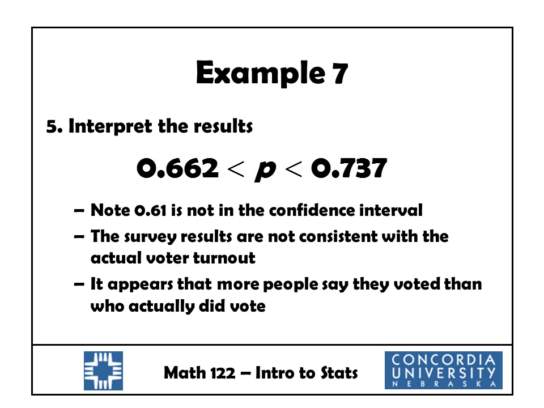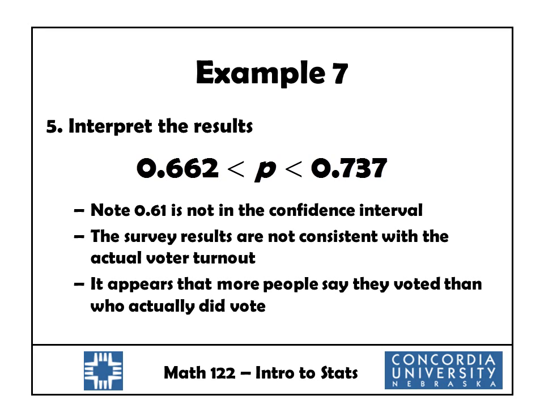Now the last step is the most important one. We want to interpret it. Okay? So we are 99% confident that p, the proportion of all people who said they voted, is somewhere between 0.662 and 0.737. So note that 0.61 is not in the confidence interval. In fact, our lower confidence interval limit is quite a bit larger than 0.61. So that indicates that significantly more than 61% of people said they voted.